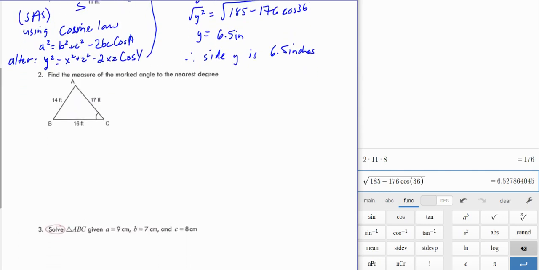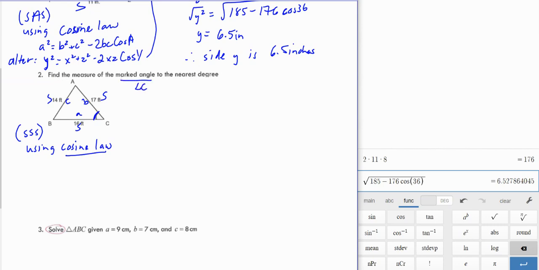Let's try a side, side, side. We're calling this side A, this side C, this side B. Okay, so using cosine law, what's our thing going to be here? Well, we should probably come up with a strategy of which one do we want to pick first. It doesn't really matter, but look what they have indicated here, that we're looking for this angle. So find the measure of the marked angle. So they want to know angle C.